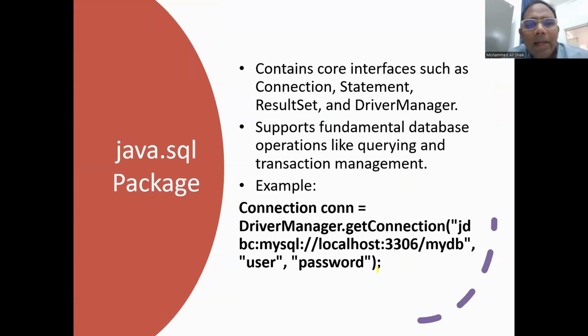The java.sql package contains core interfaces such as Connection, Statement, ResultSet, and DriverManager. These four are required to perform an operation on a database. It supports fundamental database operations like querying and transaction management. So the same thing: DriverManager.getConnection with jdbc:mysql://localhost:3306/mydatabase, username and password. Here the MySQL server is running on the local machine at localhost 3306, followed by the name of the database on which you want to perform the operation. MySQL allows you to create a number of databases. For that, what is the username? For that, what is the password?